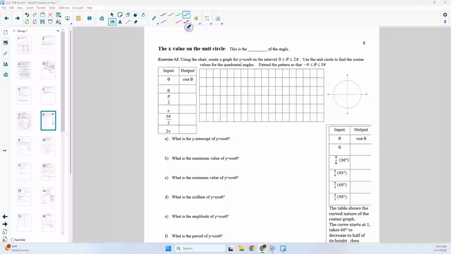So right into our second paired function. This time, and I'm going to go a little faster with this one because you're going to see a lot of the stuff is repetitive. This time we're following the x value on the unit circle.